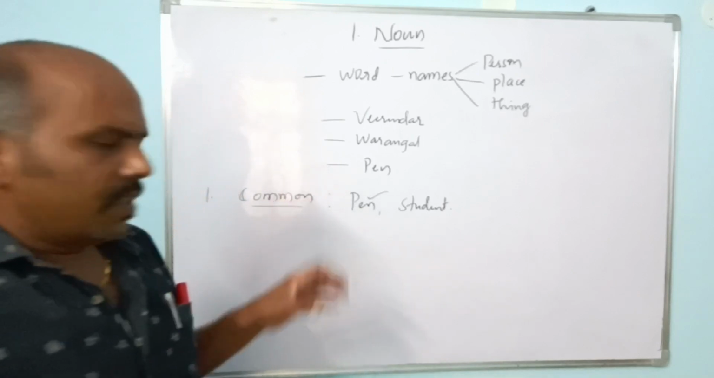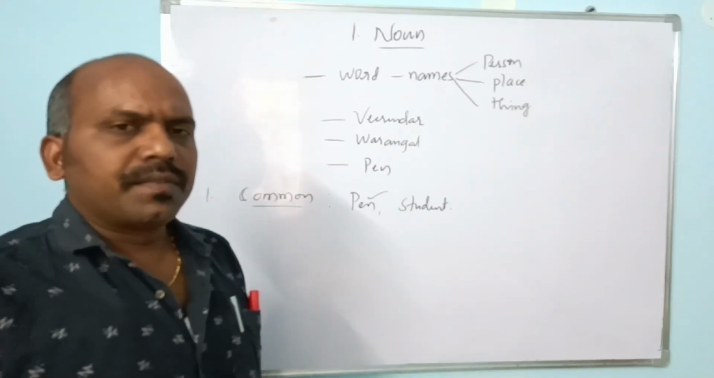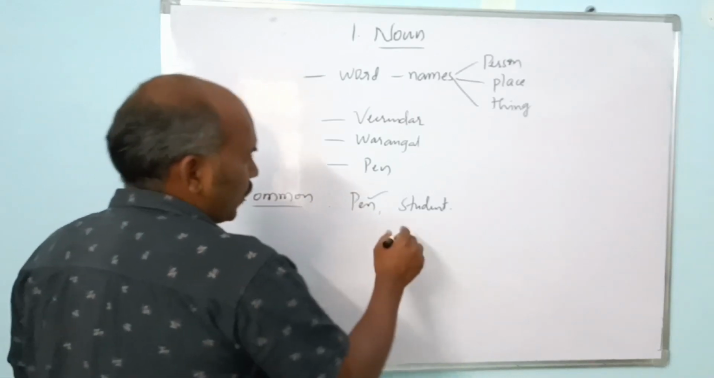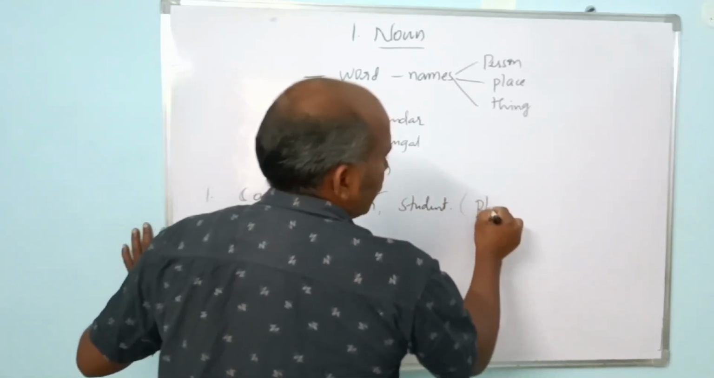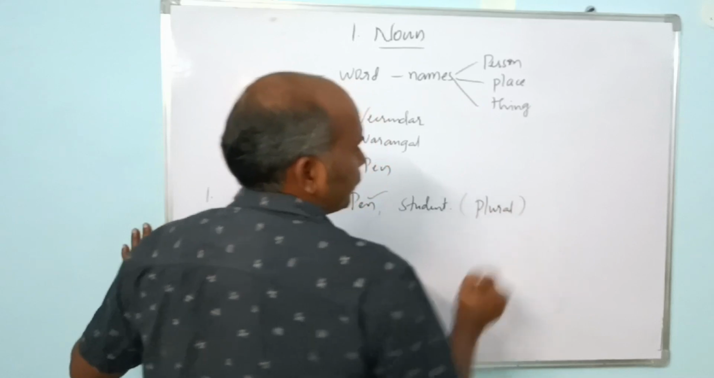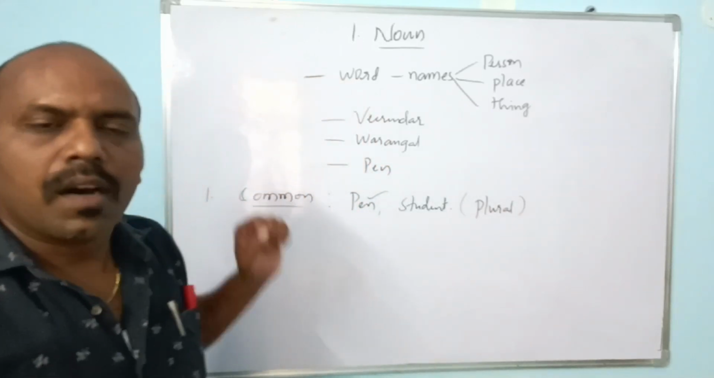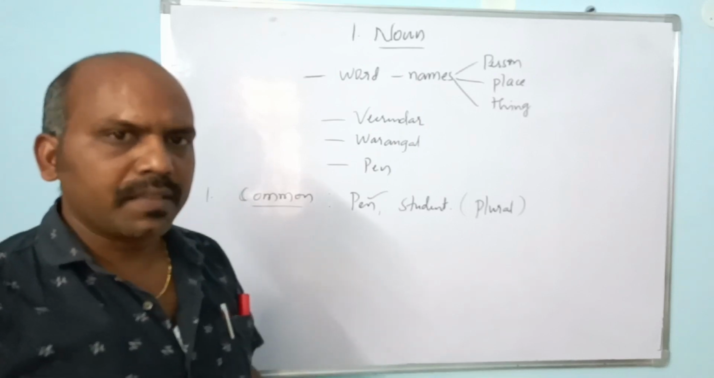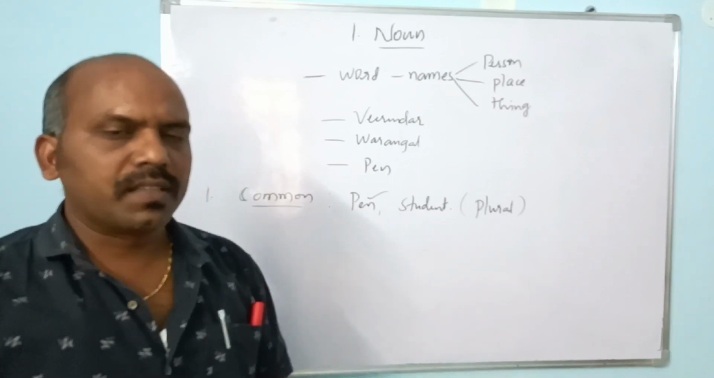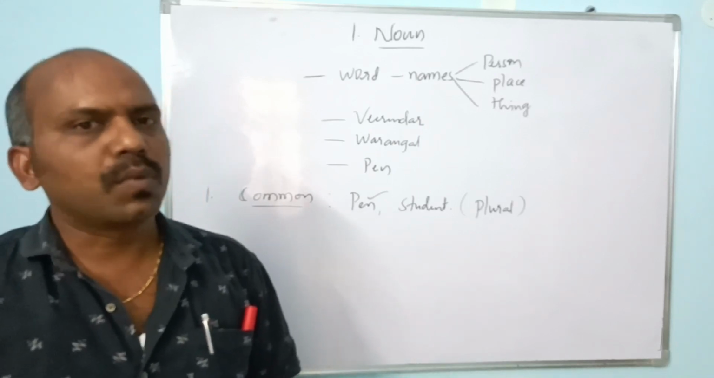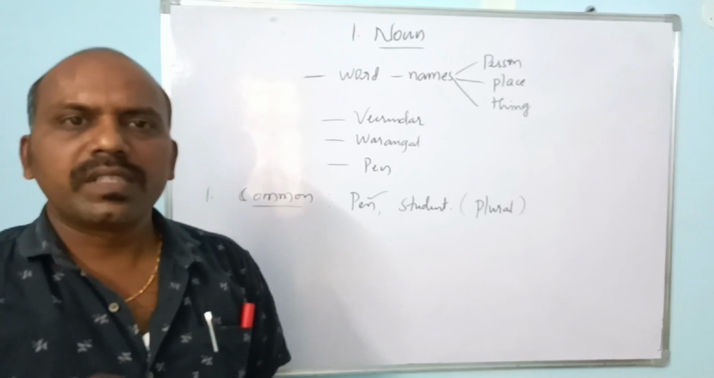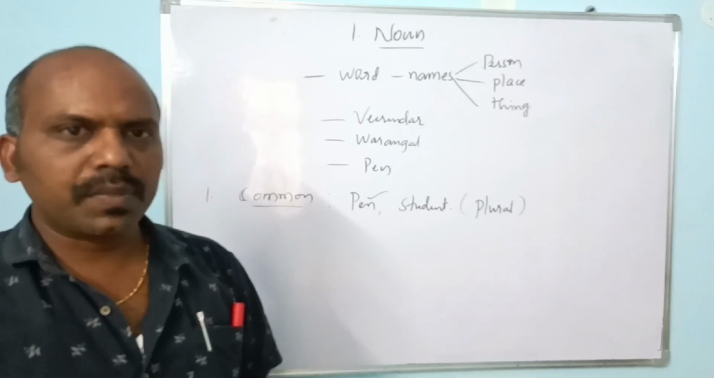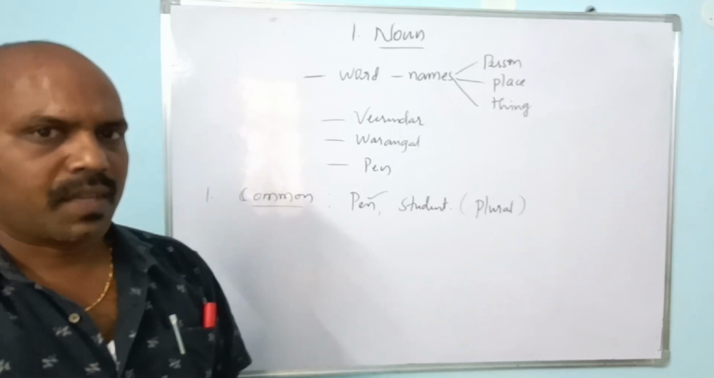Then if you want to know simply, common nouns allow us to make them into plural. Suppose pen, pens, student, students, book, books. So the nouns which allow us to make them into plural are simply common nouns, right?